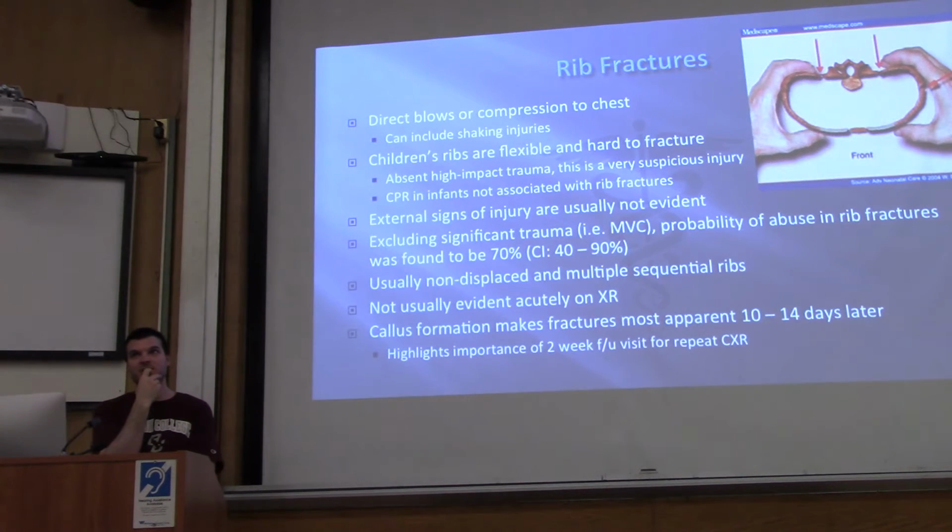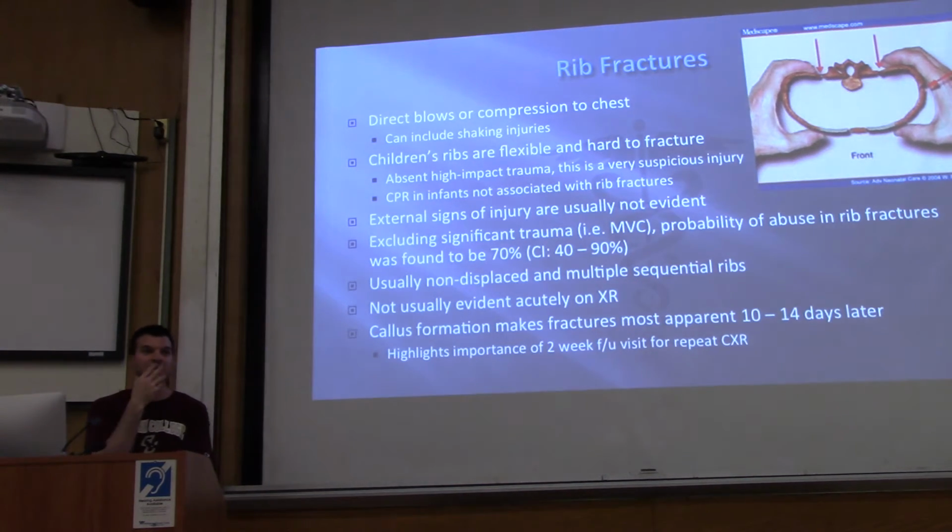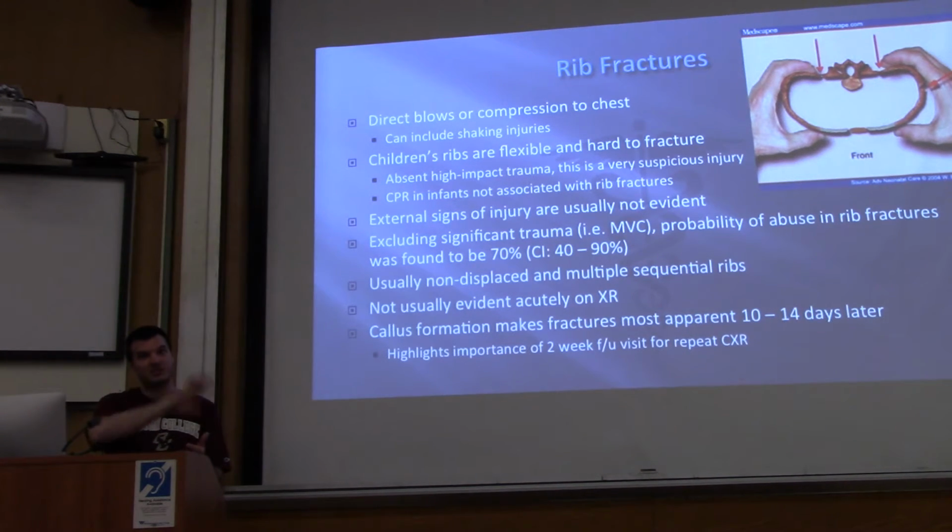But you do need to do, your AP and lateral will not find rib fractures. That's why in the skeletal survey, you do the bilateral obliques. You twist them at 45 degrees so you can see the full ribs on each side.